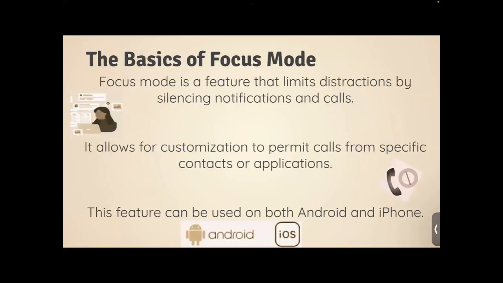So, the basics of focus mode. Focus mode is a feature that limits distractions by silencing notifications and calls. It allows for customization to permit calls from specific contacts or specific apps you may want to give you notifications. This feature can be used on both Android and iPhone. They do look a little bit different on each device.